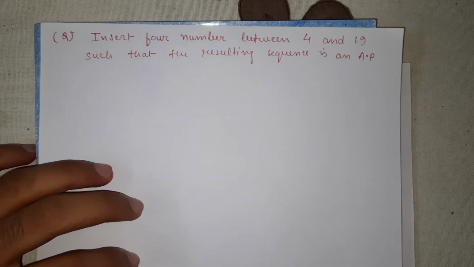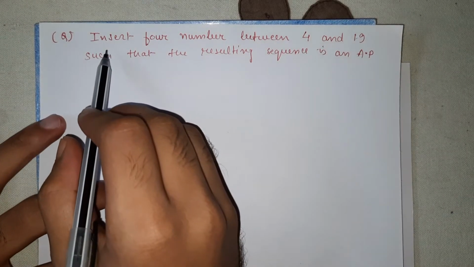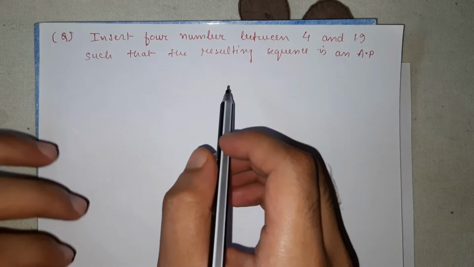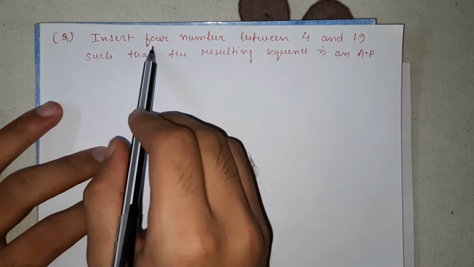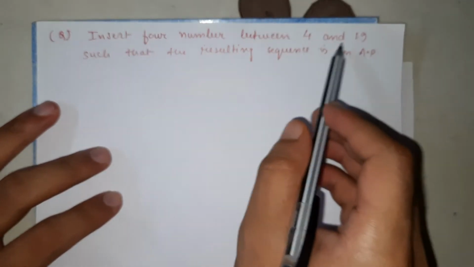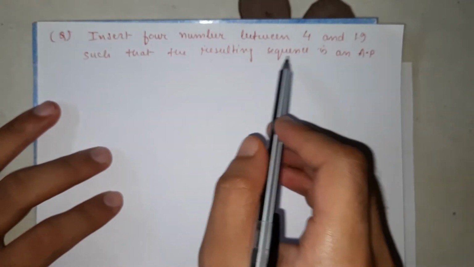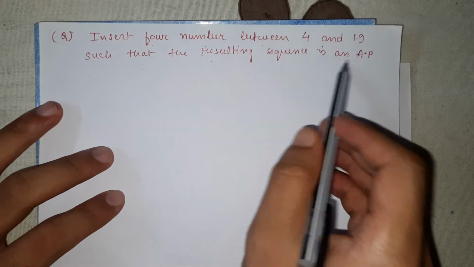Hey friends, in this video we are going to talk about one of the very important and common questions in the exam. Now, what is the question? Insert 4 numbers between 4 and 19 such that the resulting sequence is an AP.